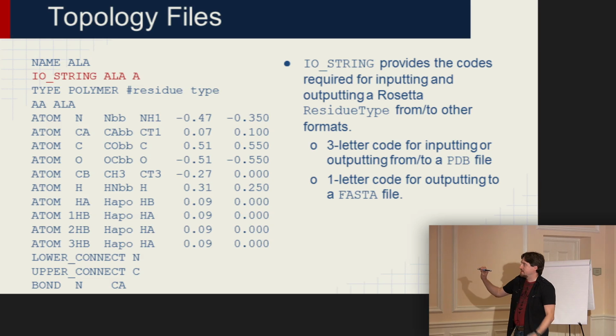For an amino acid, those are pretty straightforward. This is used for inputting. This must be the 3-letter code that's used in your PDB file, and this must be the 1-letter code that's used if you're outputting to a FASTA file.